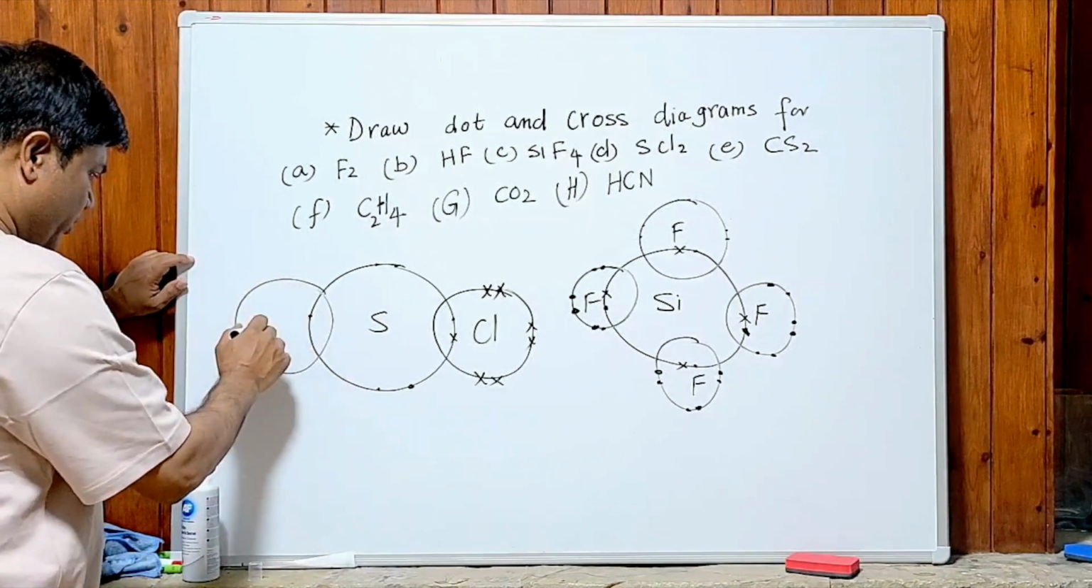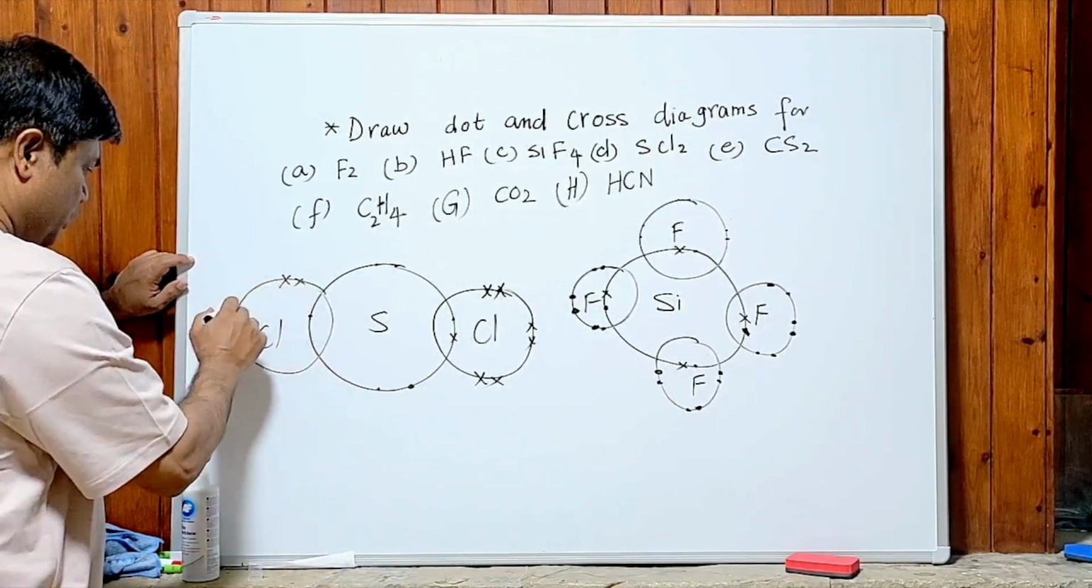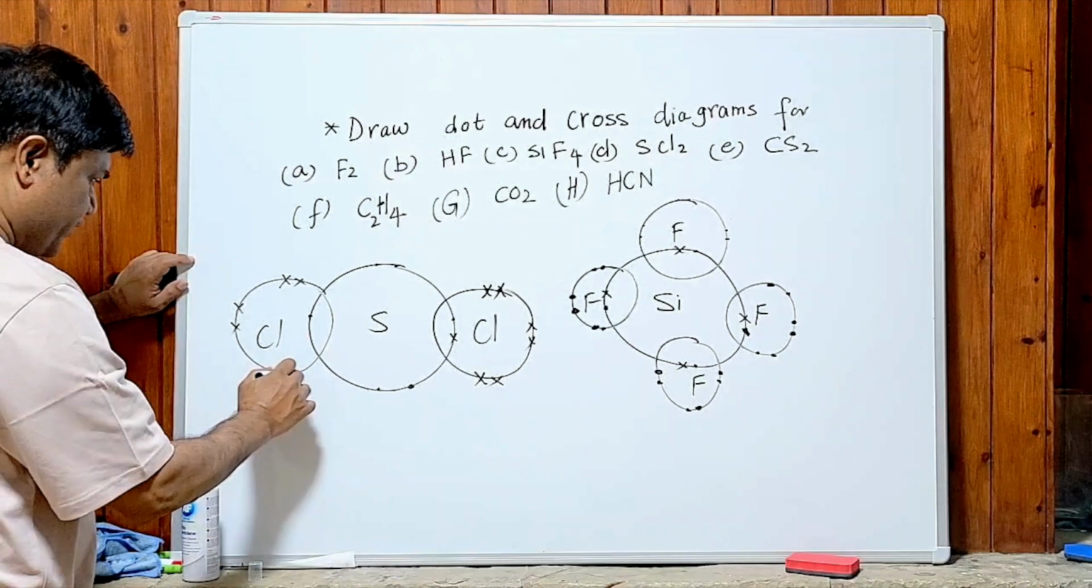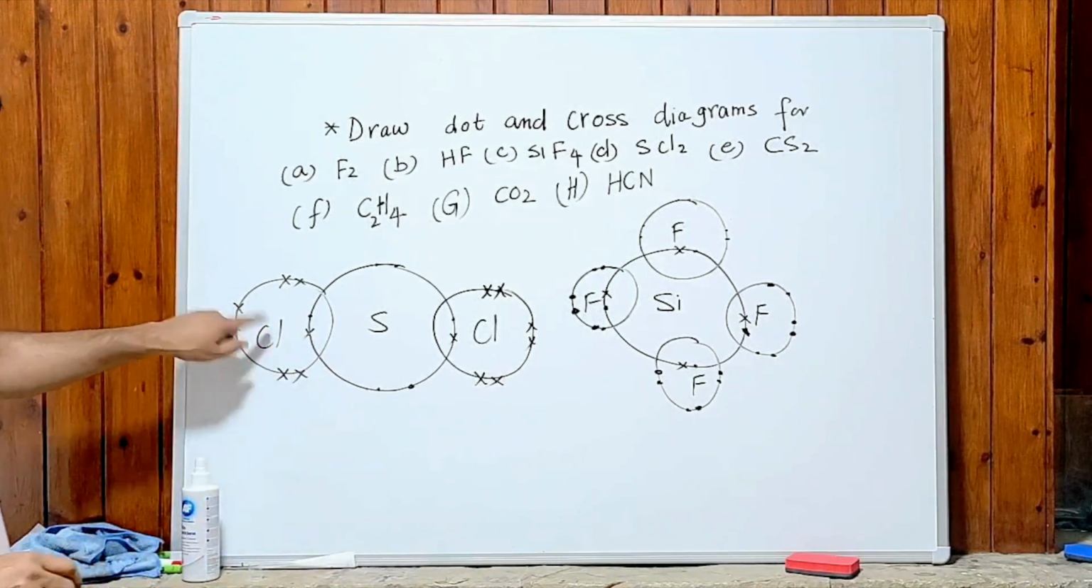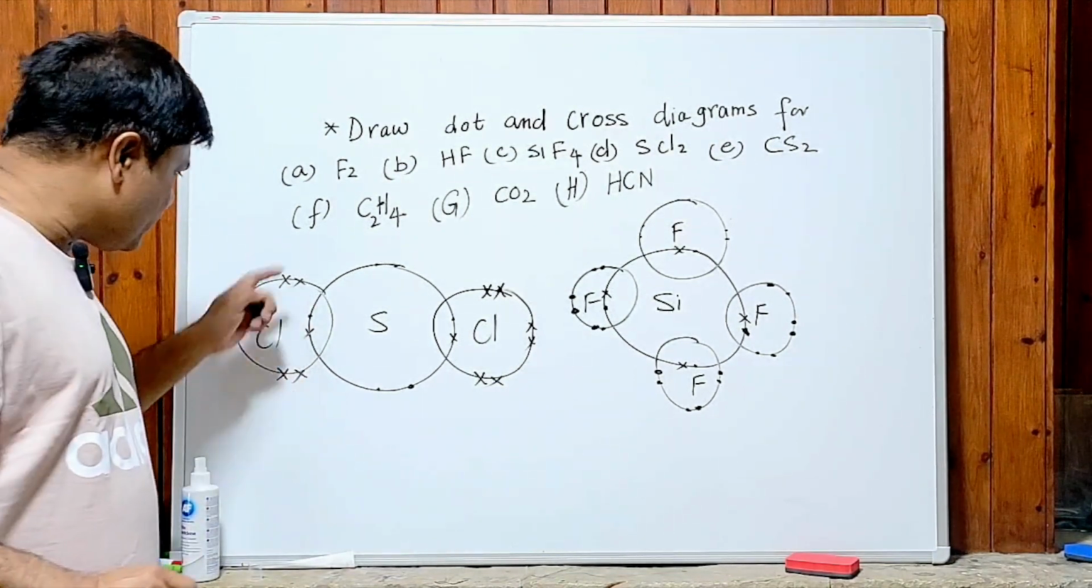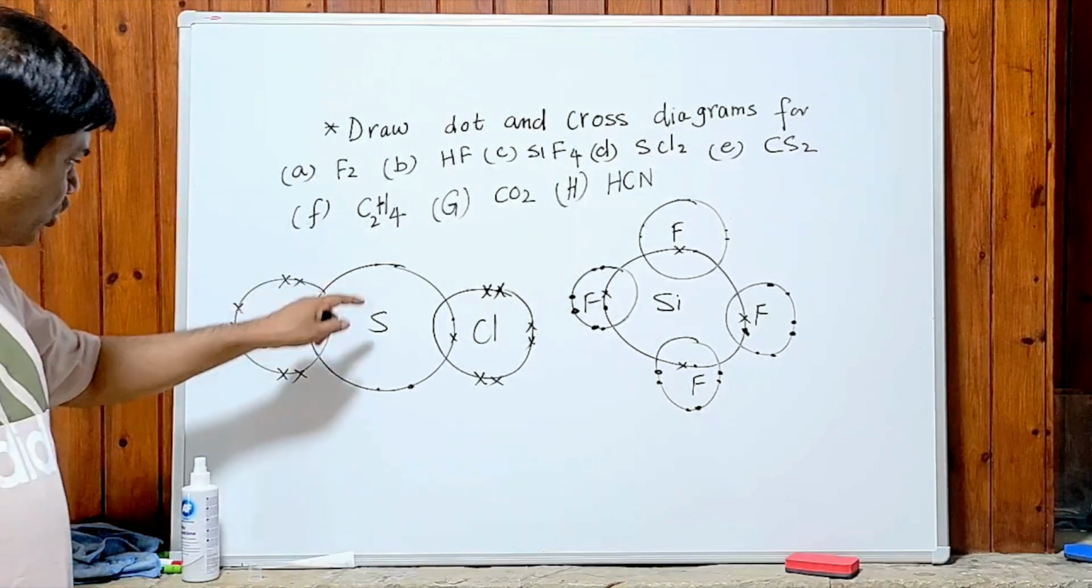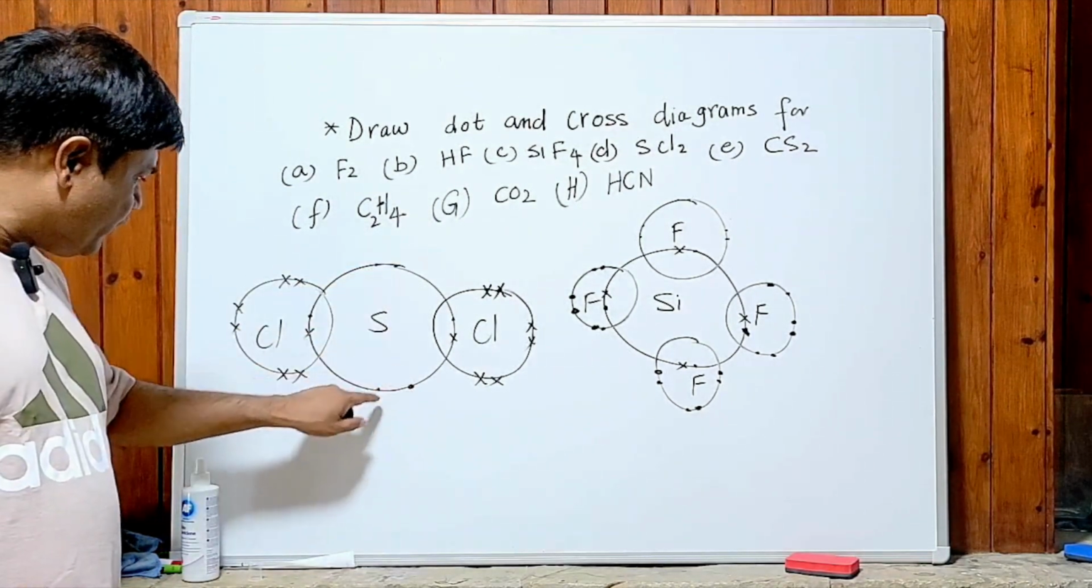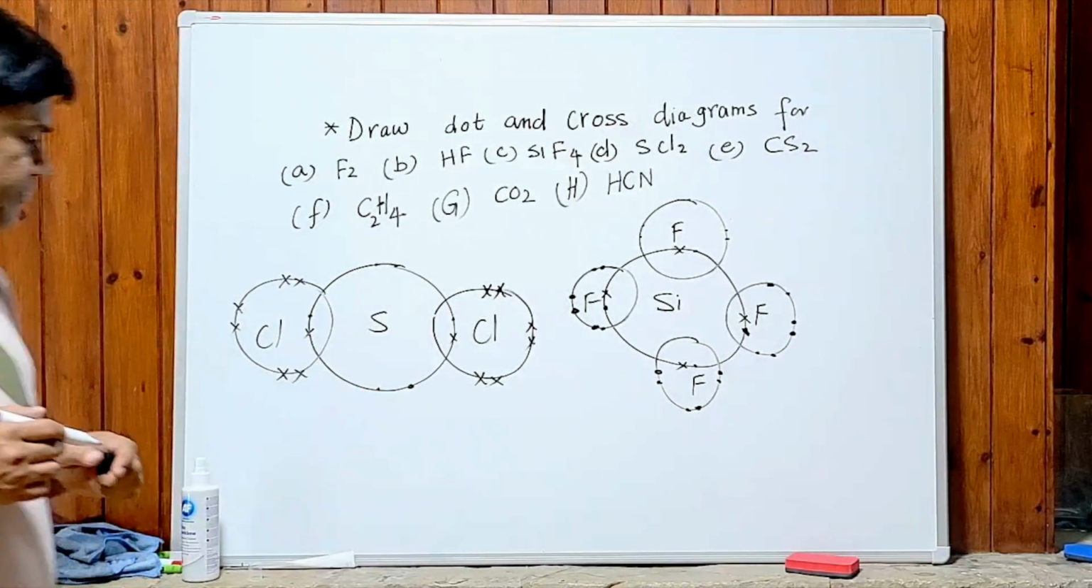One more chlorine. 1, 2, 3, 4, 5, 6, 7. This chlorine has 8 electrons after sharing. Sulfur has 8 electrons after sharing: 1, 2, 3, 4, 5, 6, 7, 8. Okay.